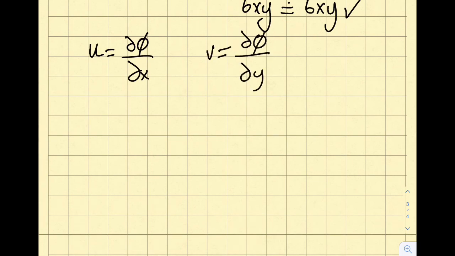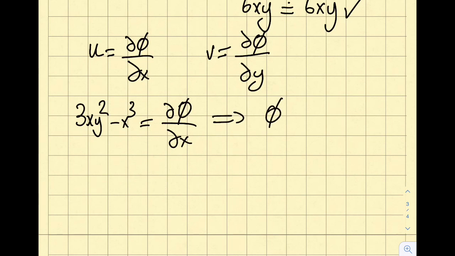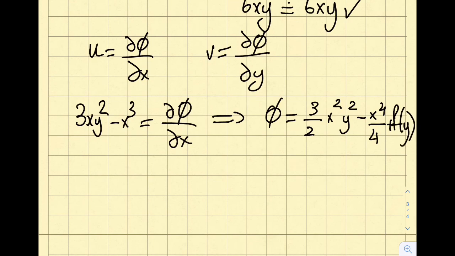I will start with one equation, just like I did for the stream function. I'm going to insert u, which is 3xy squared minus y cubed, equal to del velocity potential del x. From here, I will obtain my velocity potential as 3/2 x squared y squared minus x to the power of 4 divided by 4 plus an f of y. Because x is over here, the other variable that we didn't account for yet has to be y. So we established that it is a function f of y.